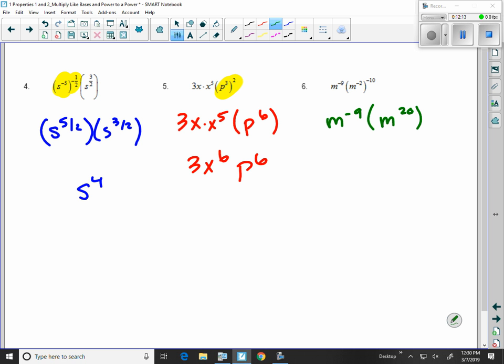Do you agree with my first step? Yes. Okay, negative 9 plus 20 is 11. You should answer the 11.